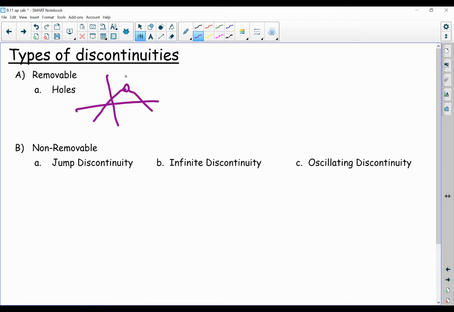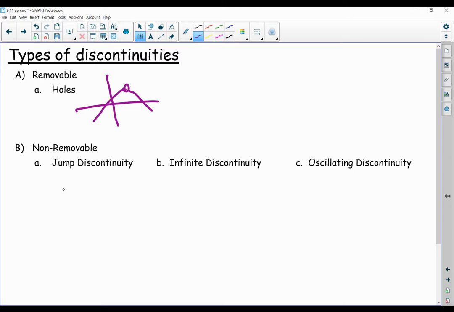That's an example of a removable discontinuity. And it's called removable because in order to make this function continuous over its entire domain, all I have to do is plug up the hole. That's adding 1 point to a graph. That's possible. I can add 1 point to a graph. What I can't do is change an infinite number of points, which we'll see in a second.